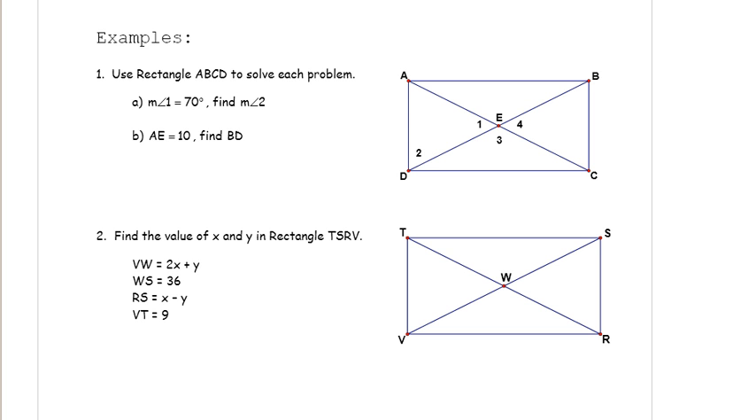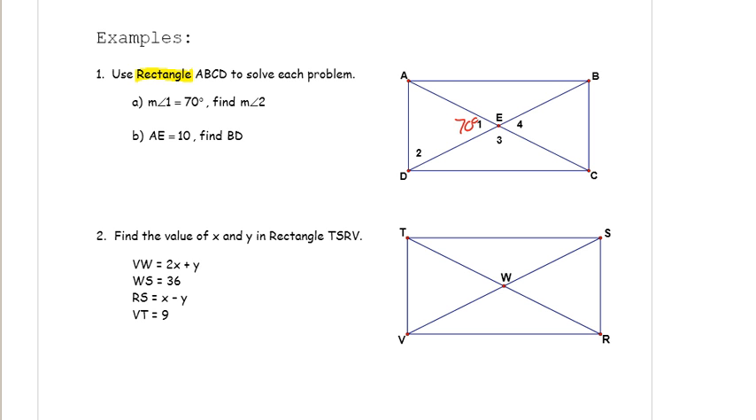Finally, some examples. So this is probably going to be the easier part now that you guys have all that stuff done. Use rectangle ABCD to solve each problem. So measure angle 1 is 70 degrees. Find angle 2. And then AE is 10. Find B. So let's start with A.